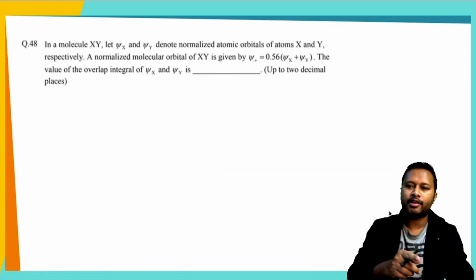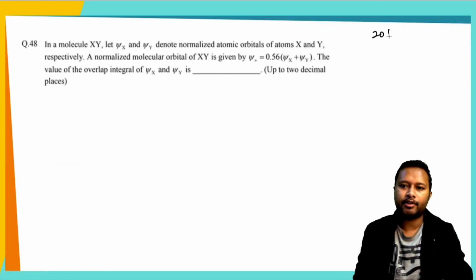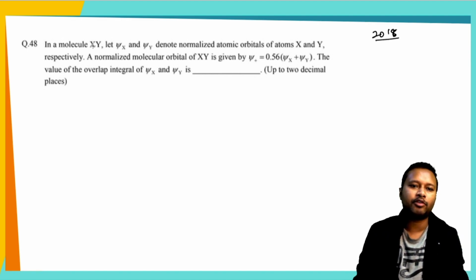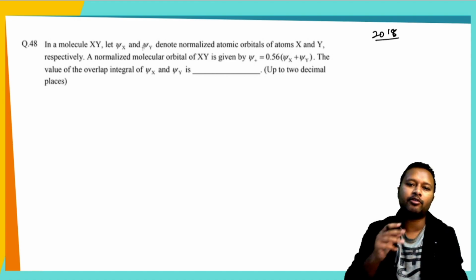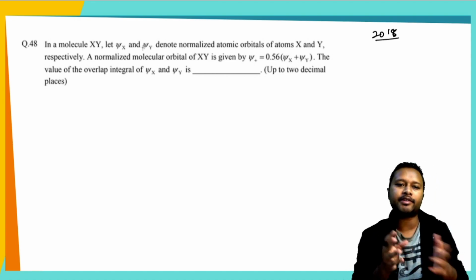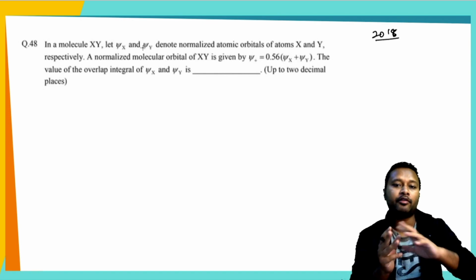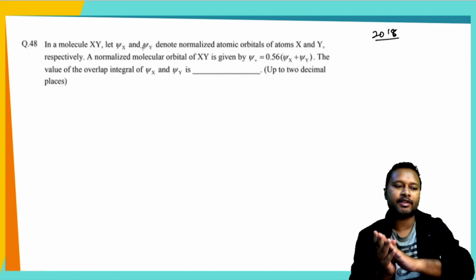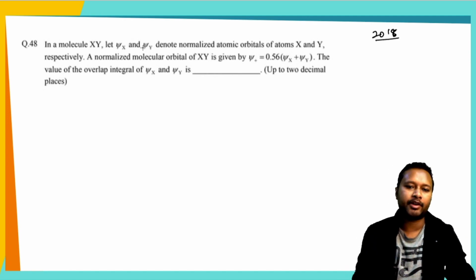Alright guys, let's try to answer this particular question which was asked in GATE 2018 exam. Again, this question was from your very basic quantum chemistry. It says that for the molecule xy, let psi x and psi y denote the normalized atomic orbitals of atoms x and y. The normalized molecular orbital of xy is given by psi plus equals 0.56 psi x plus psi y. What they are asking is the value of the overlap integral.